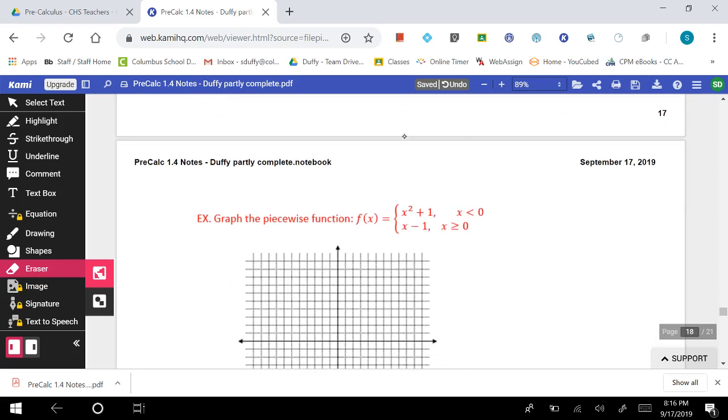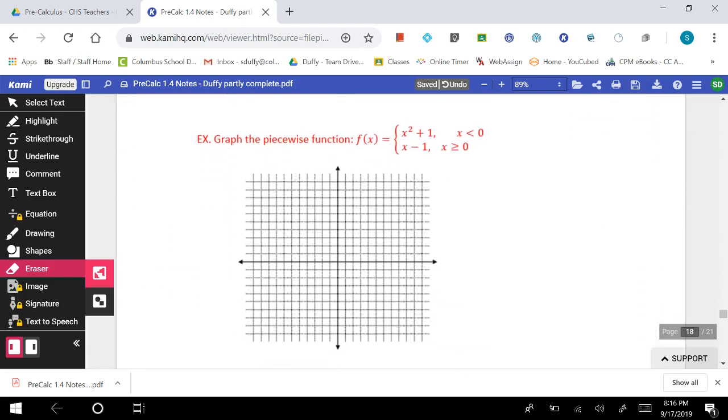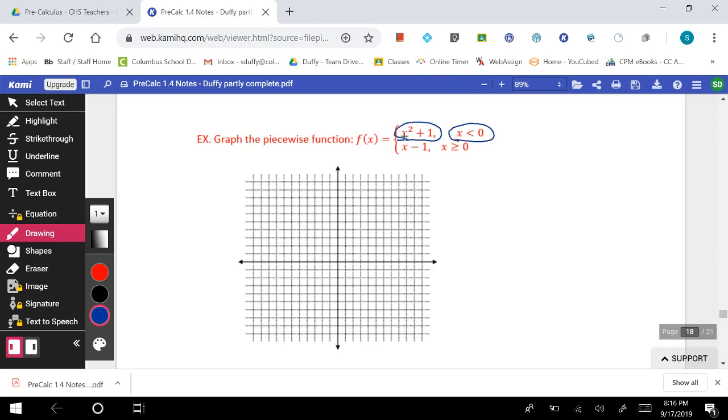Now we're going to get to the graphing. So we're going to have the first part, x squared plus 1, for x values that are less than 0. Now, some of you might have to do an xy chart. That's totally fine. So for x squared plus 1, do your xy chart.